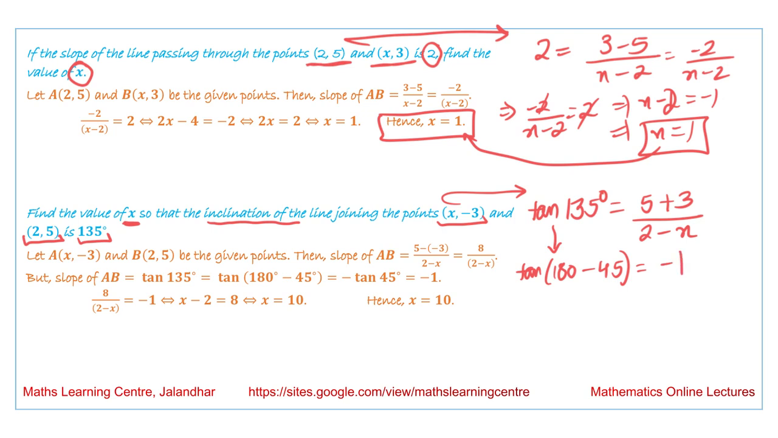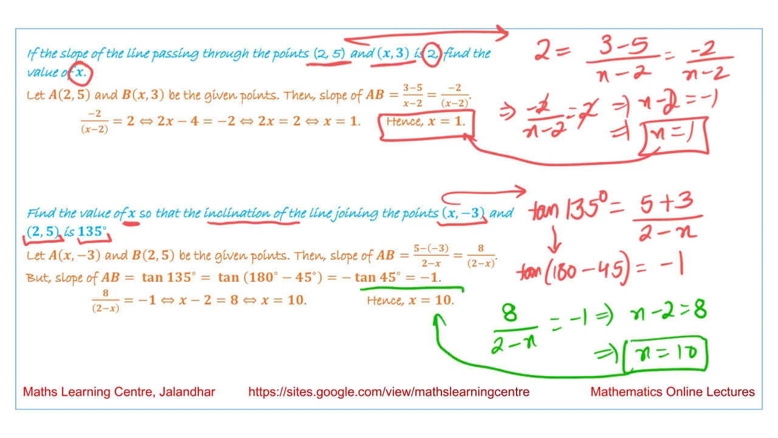So the equation we are getting from this is 8 over (2 minus x) is equal to minus 1. So this implies x minus 2 is equal to 8, and this implies x is equal to 10. So this value gives us x is equal to 10.